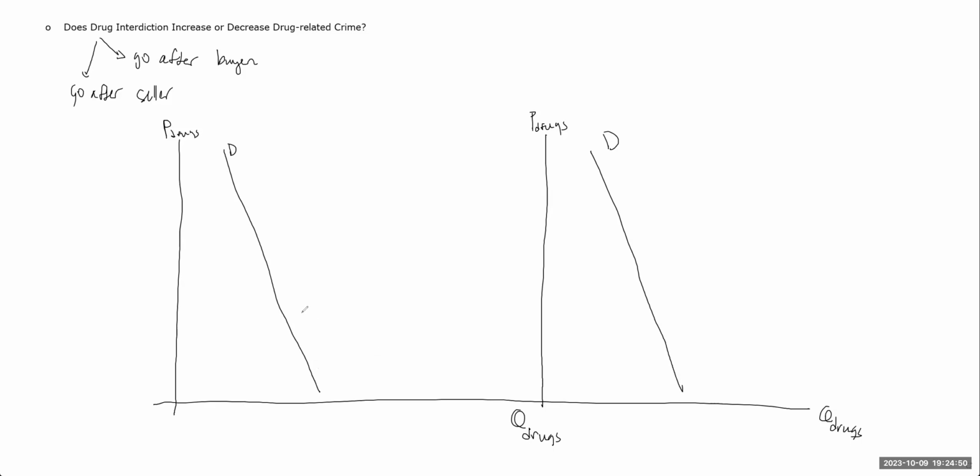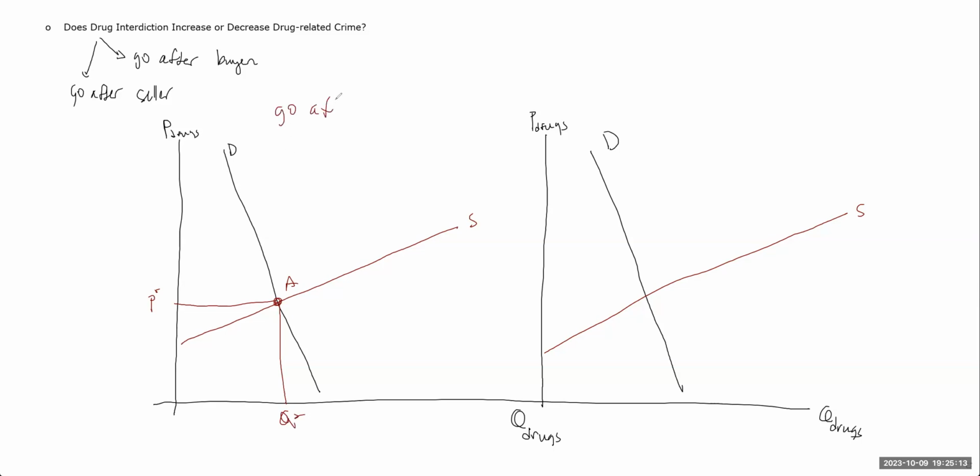Sellers of drugs could go into all kinds of crime. They don't have to be drug dealers. Okay, supply. We have this equilibrium right here: price star of drugs, quantity star of drugs. And here, let's go after sellers. And here, we're going to show what happens when you go after buyers.